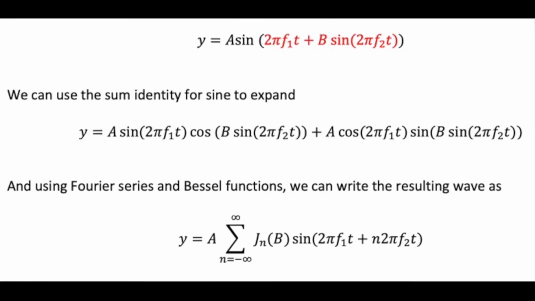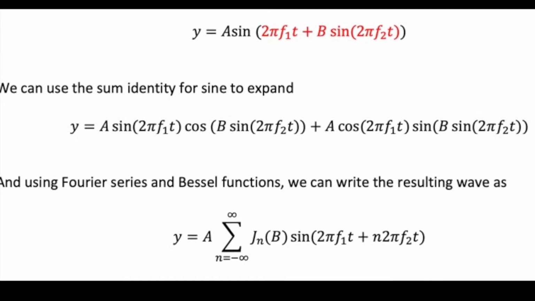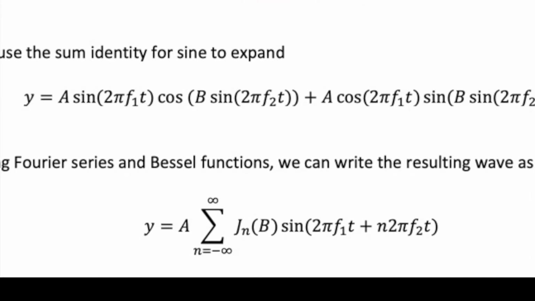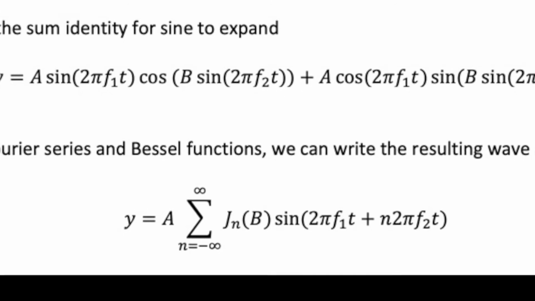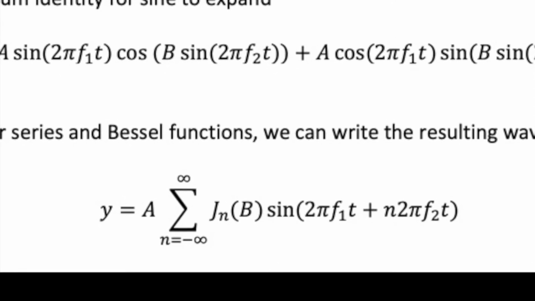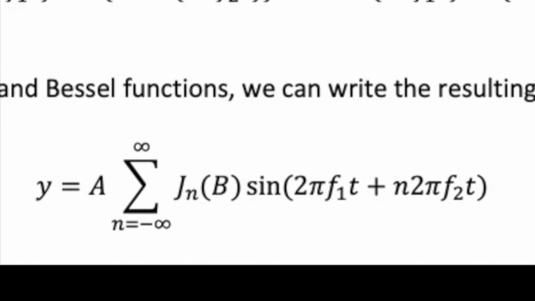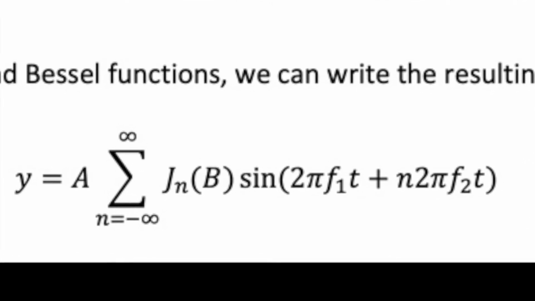This represents a summation of an infinite amount of sine waves whose frequencies are represented as sums and differences of the two original frequencies, and whose amplitudes are determined by the terms j sub n of b, which take in the modulation index b and return a value for each integer n via the Bessel functions.